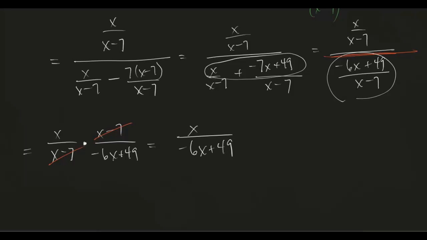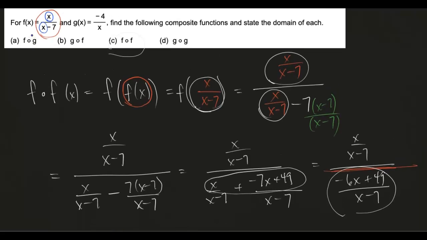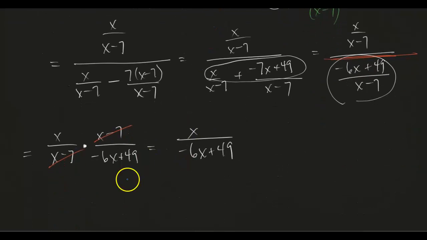And so that's why this would be the expression used. To answer the question about what is the domain of this composite function, I need to come back up, and I need to find any domain restrictions within the inner function. Here's the inner function. And inside this function, x cannot equal 7, because if it did, I'd be dividing by 0. That's a problem. So when I write the domain, x cannot be 7.